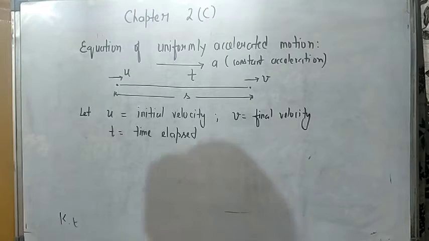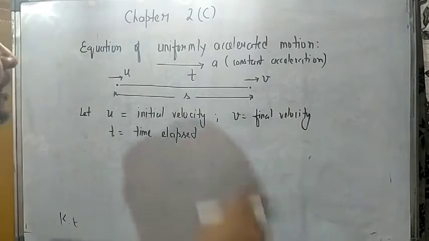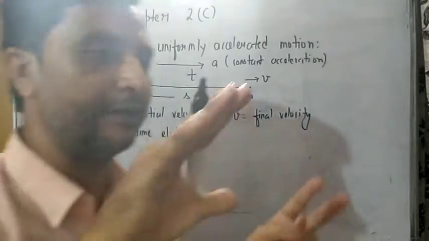Uniformly accelerated motion means that in the entire journey, a remains constant. a will not vary.